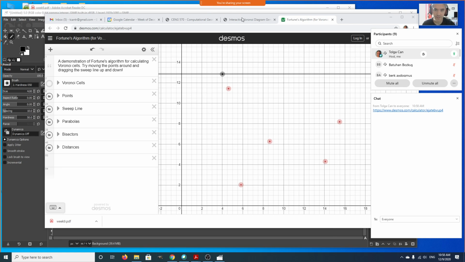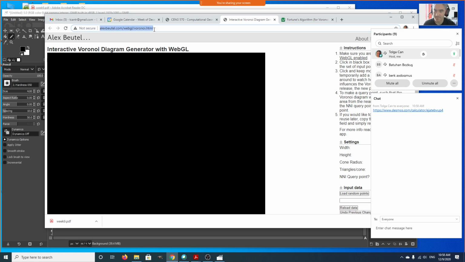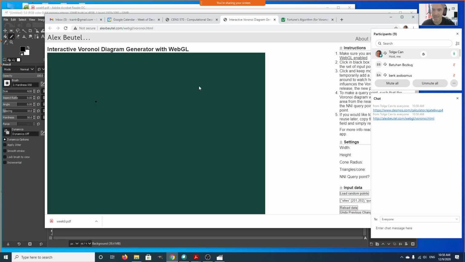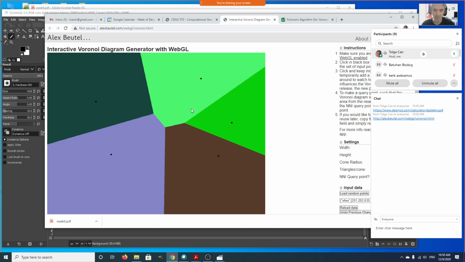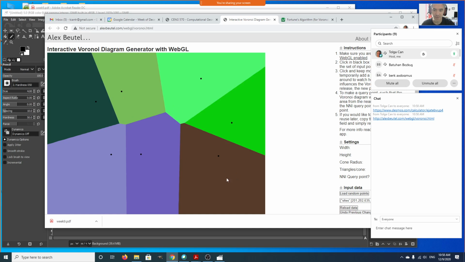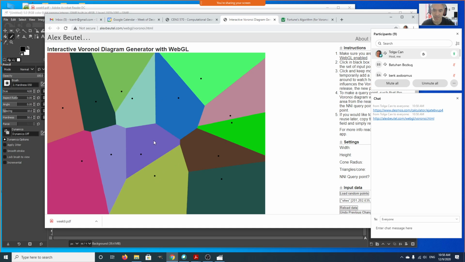Okay, and there's also another interactive Voronoi diagram. I'm also pasting this in the chat box, which is done with WebGL. This one is not about the Fortune's algorithm. It's just an interactive Voronoi website, where you can add points by clicking, and as you click, the Voronoi diagram is created on the fly, so you can experiment with it to see how different configurations produce different Voronoi diagrams.